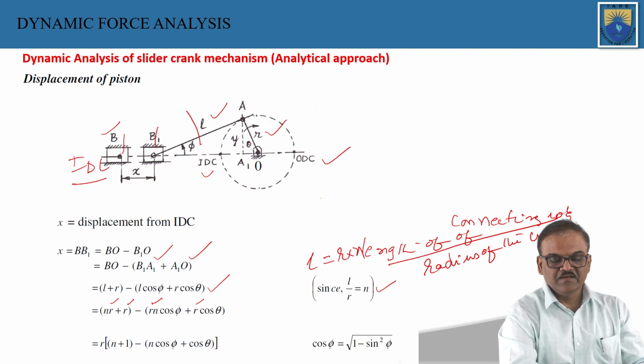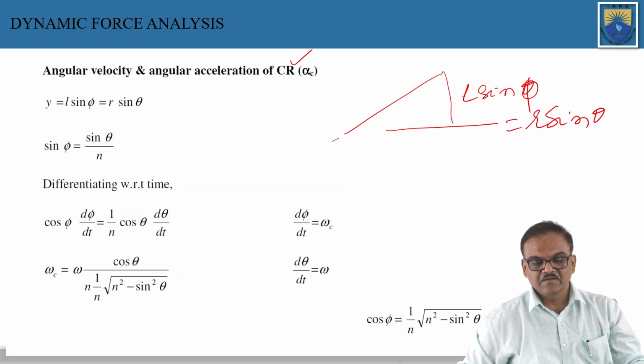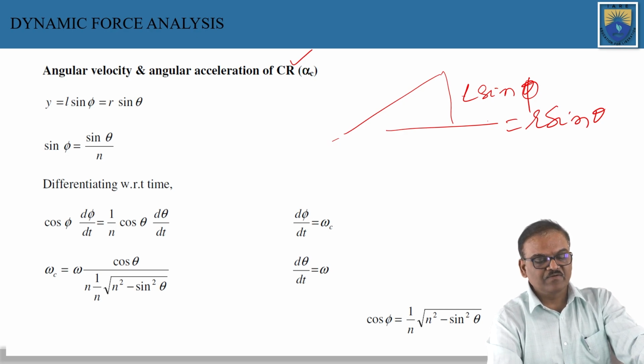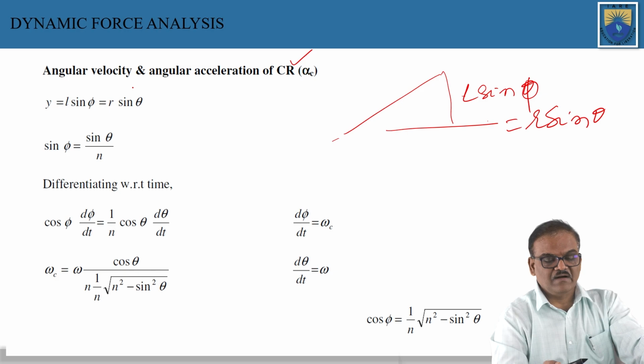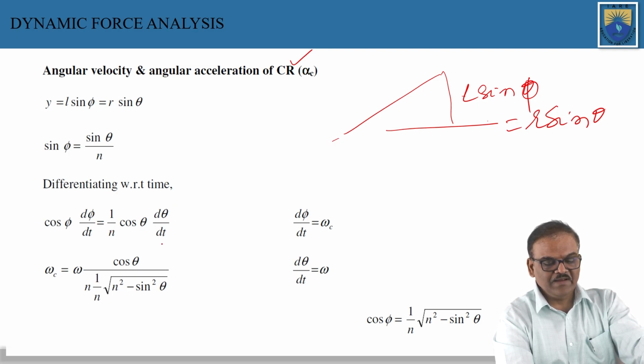From the given diagram, this y is equal to L sine phi, and this y is also equal to r sine theta. So y is equal to L sine phi is equal to r sine theta. Therefore, sine phi is equal to sine theta by n, because if you bring down the r here, L by r is equal to n. Differentiating with respect to time on both the sides, cos phi into d phi by dt is equal to 1 by n into cos theta into d theta by dt.